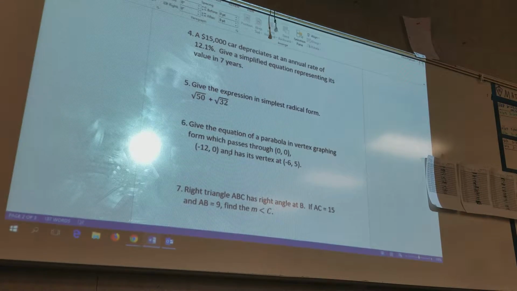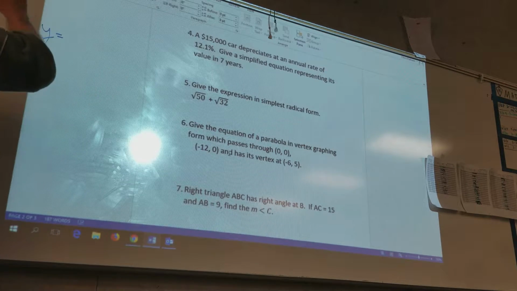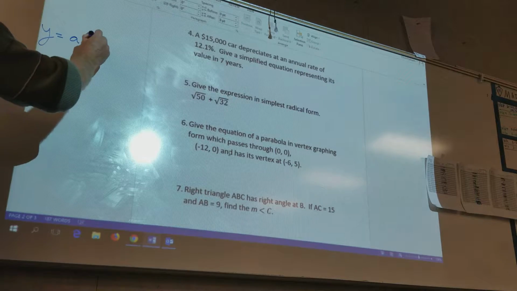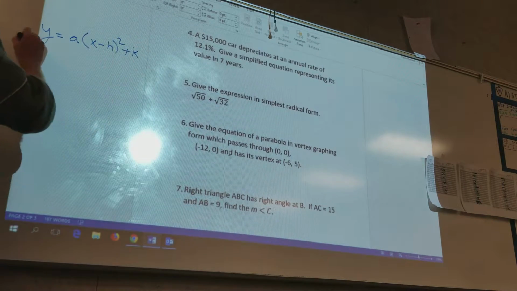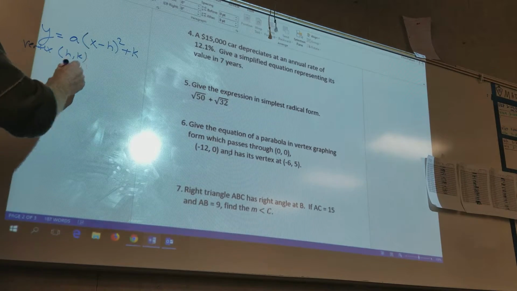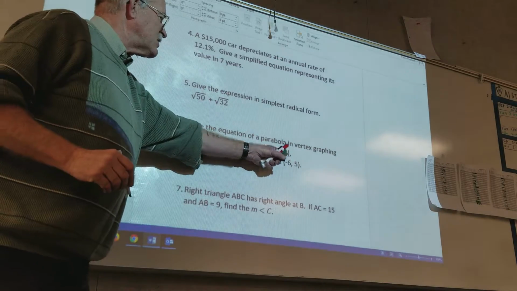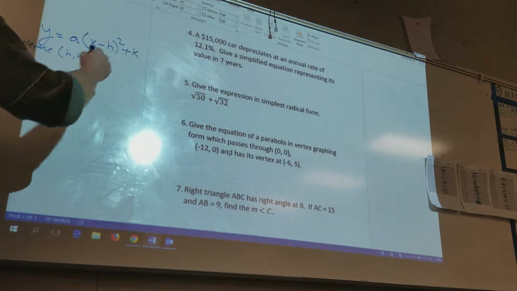All right, number 6. Give the equation of a parabola in vertex graphing form. Give me an equation of a parabola, the generic form, given the vertex, where the vertex is at (h, k). I've been given a vertex and 2 points.